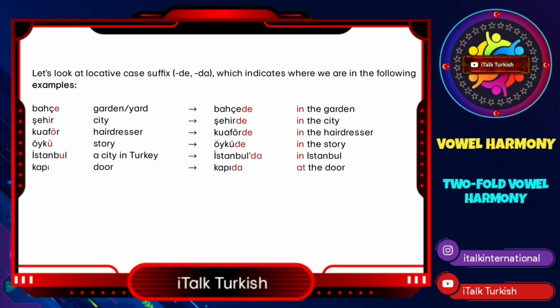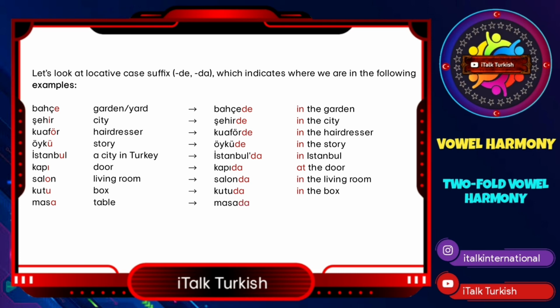Let's take a look at other examples. Salon, kutu, masa. Look at the last vowel of these three words, dear friends. Their last vowels are one of a, ı, o, u. Isn't it? Then we will say salonda, kutuda, masada, while making them locative case.